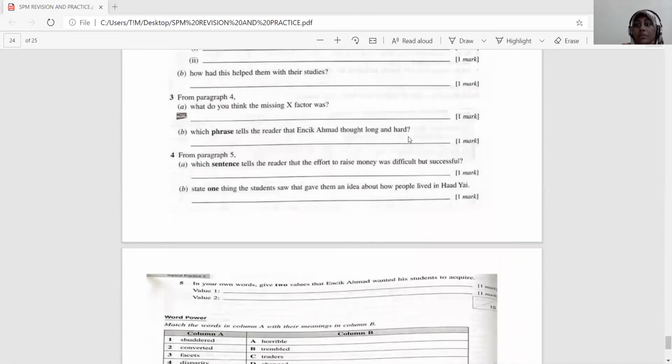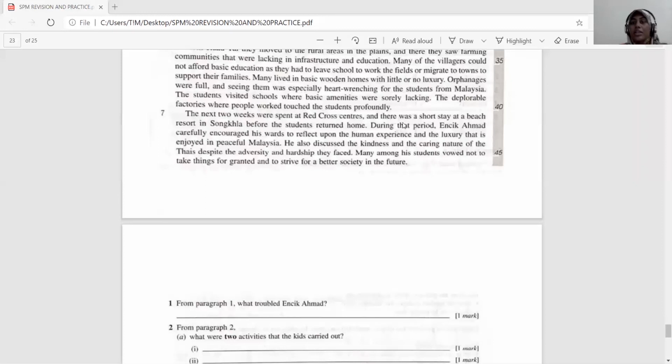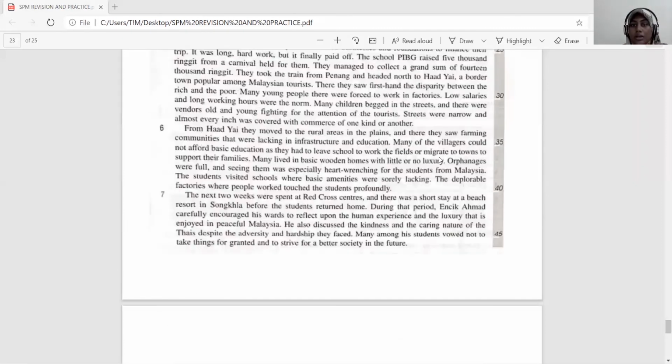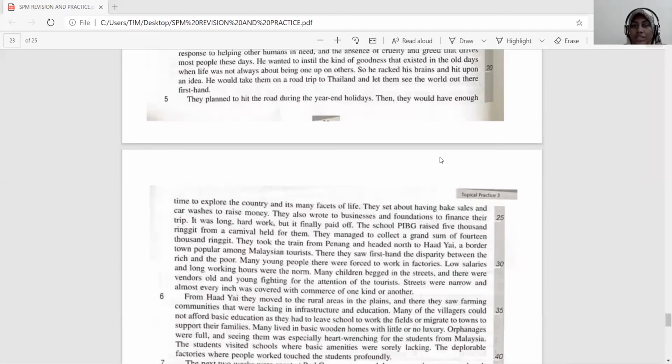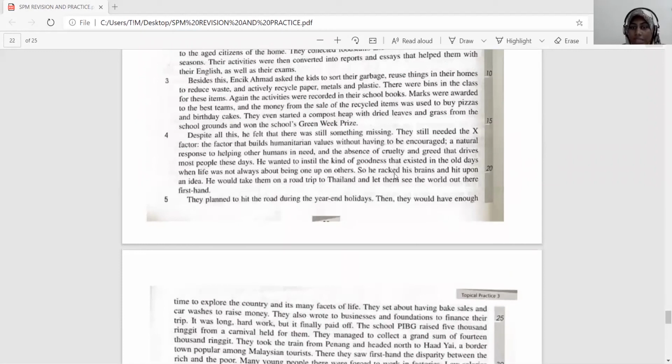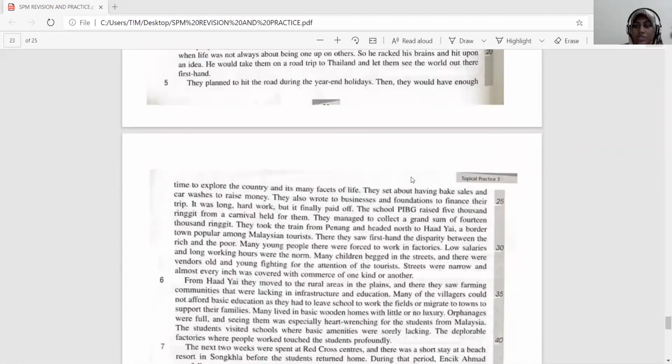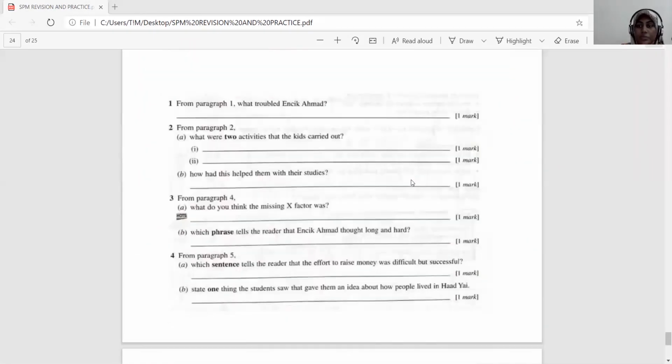Dia pecah kepala. Yes, dia pecah. He cracked his brain. We usually use the word crack our head, right? So he racked his brain. That is the phrase. Very good. Racked his brain. All right.